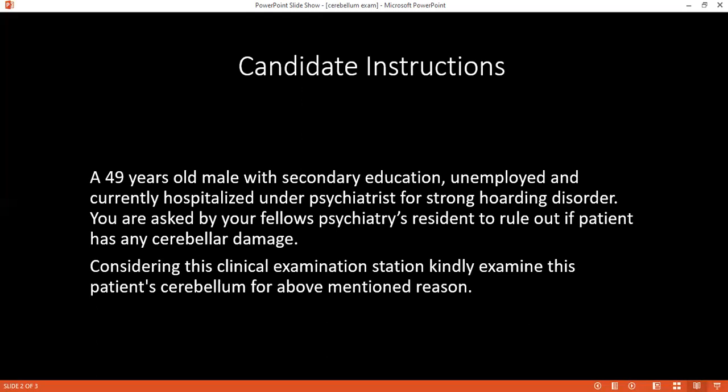And after that, I'll ask the patient to open the eyes and then ask him to walk a few steps so that I can see the gait, and then walk on heels first and then on toes.